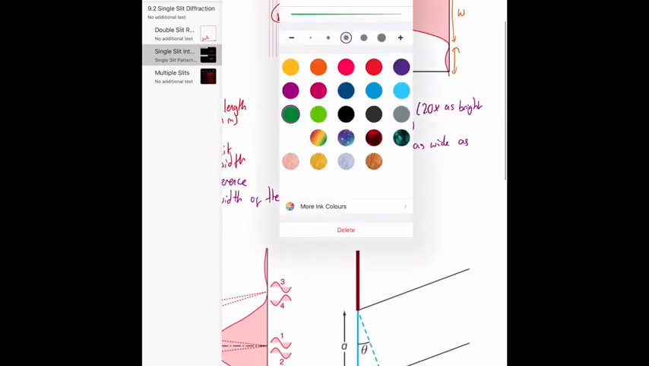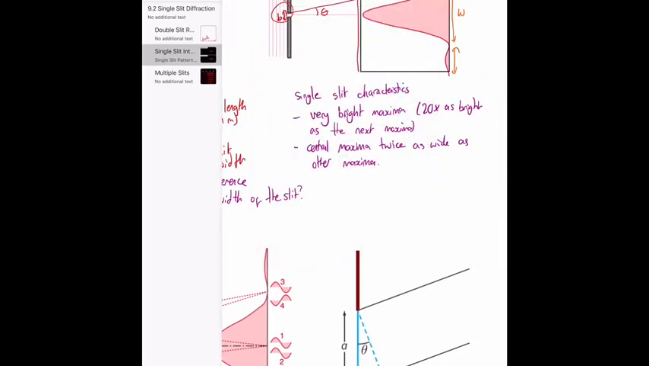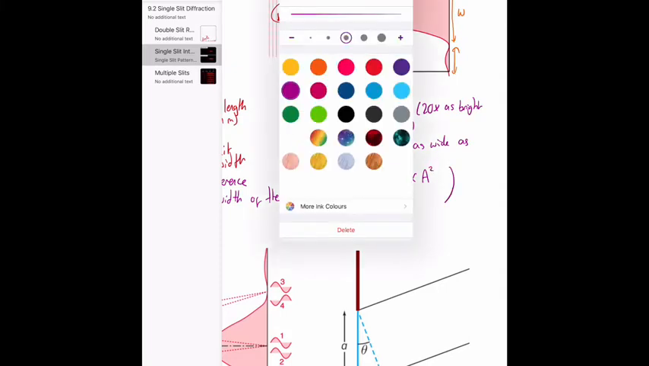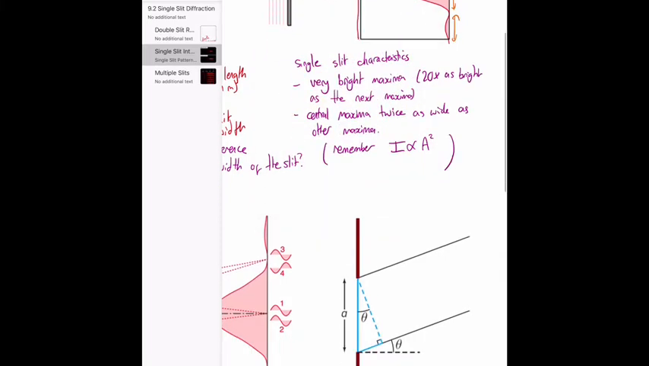Now, I'm just going to add something to our original single slit characteristics. Just a bit of a reminder. If we remember, intensity is proportional to the amplitude squared. This is something we did a long time ago. So let's have a think what that actually means.